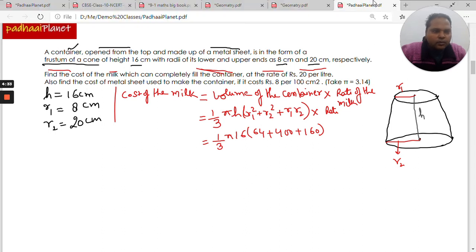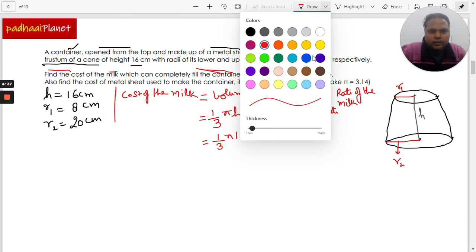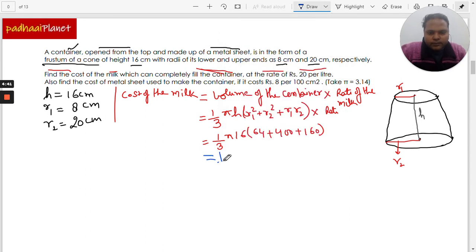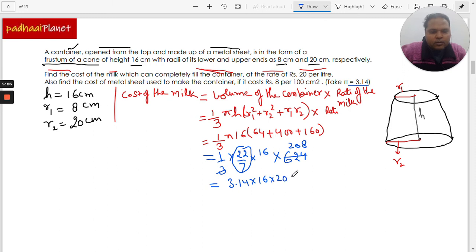First let's calculate the volume and start simplifying this. So this is 22/7 multiplied by 16, and the total is 4, 6 and 6, 12, 1 carry, 5 and 6, 624. Let's simplify further, so this is 208. The value of pi given in the question is 3.14, so we have to put that. So let's write it as 3.14 multiplied by 16 multiplied by 208.